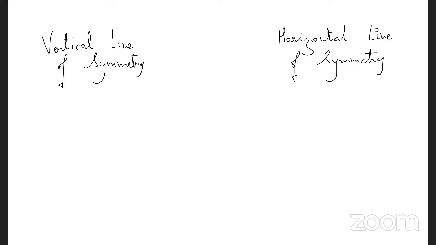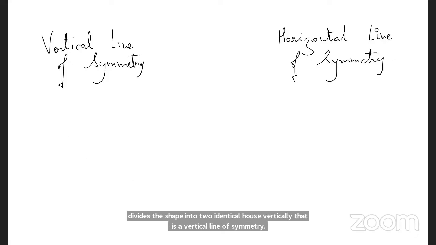Okay, now in the vertical line of symmetry, the line that passes through the figures passes vertically. It divides the shape into two identical halves vertically. That is a vertical line of symmetry. For example, we have the figure.